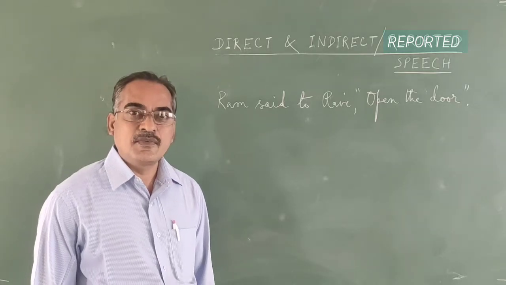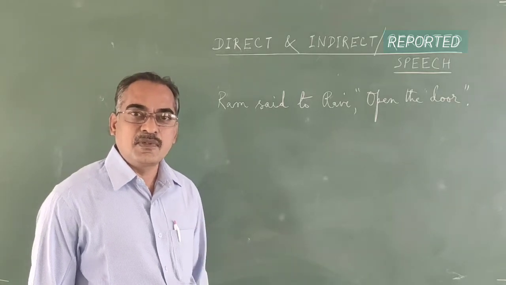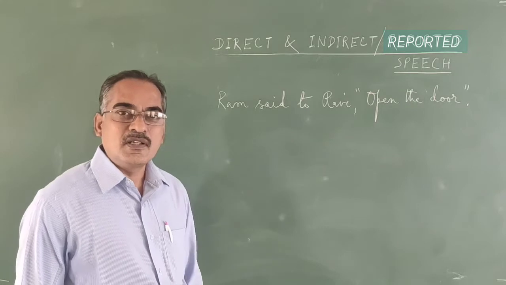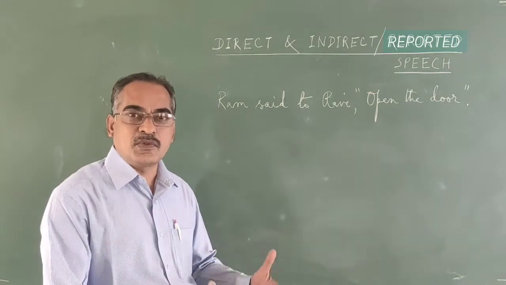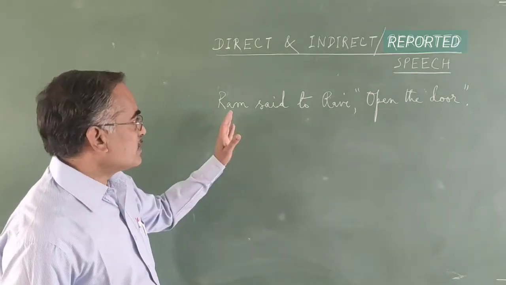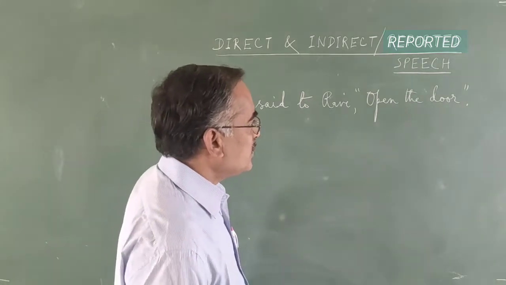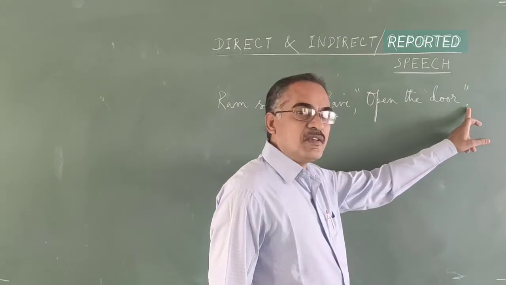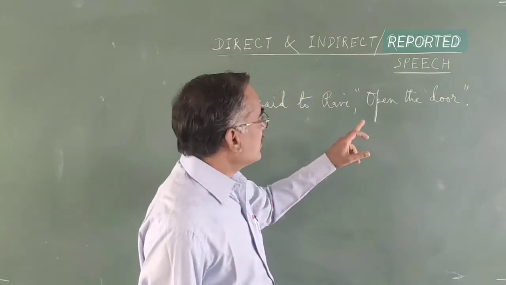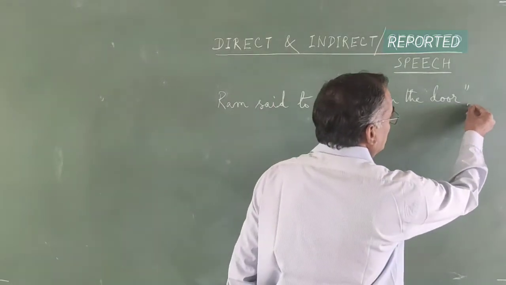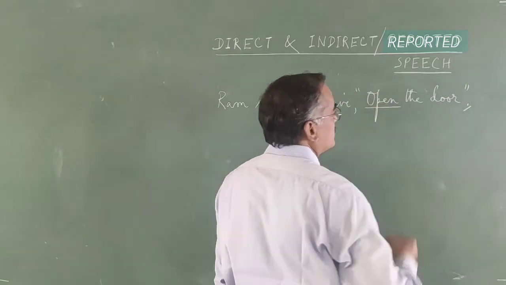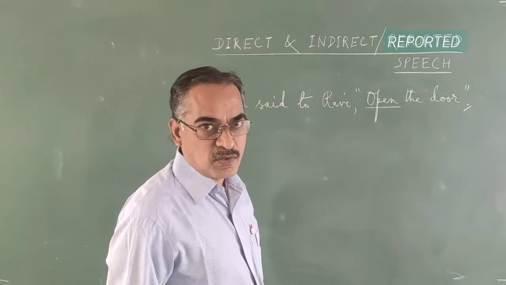At first, I take the imperative type. We have a sentence on the board. Let's see how to transform this into indirect speech. Here it says, Ram said to Ravi, open the door. You find the full stop here ultimately, and it begins with a verb. Open is the verb. So it is an imperative sentence as I told you.